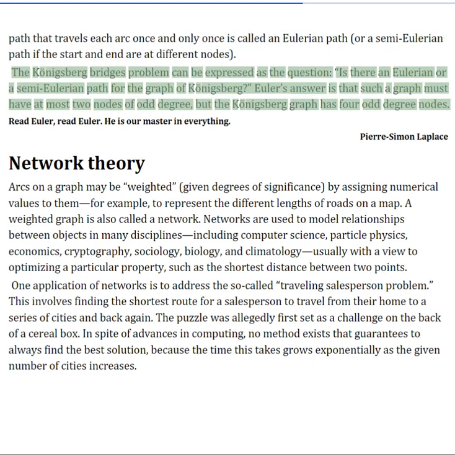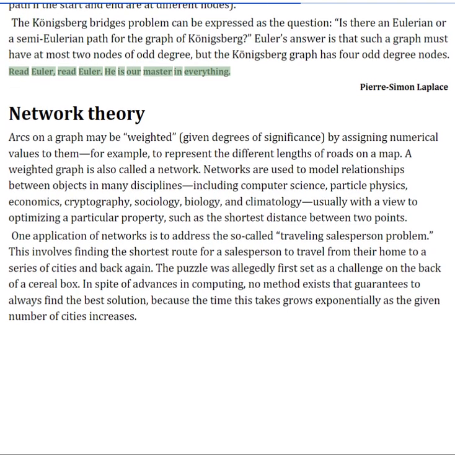The Königsberg bridges problem can be expressed as the question: is there an Eulerian or a semi-Eulerian path for the graph of Königsberg? Euler's answer is that such a graph must have at most 2 nodes of odd degree, but the Königsberg graph has 4 odd degree nodes. "Read Euler, read Euler. He is our master in everything."